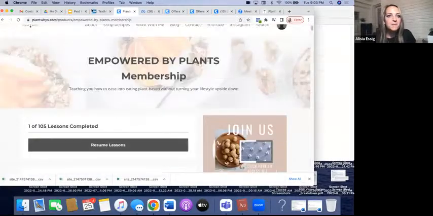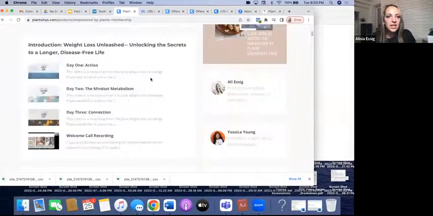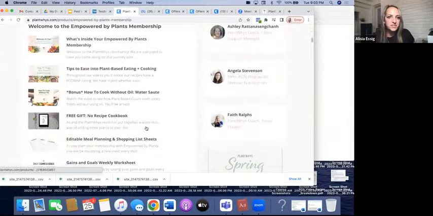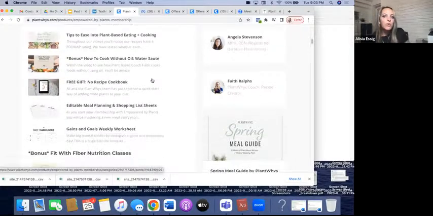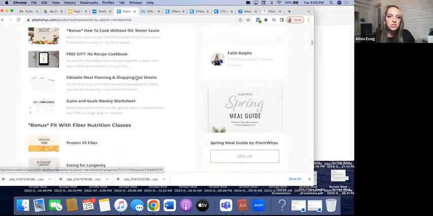And then you also will see that you have access to a bunch of stuff right here. The tips to ease into plant-based cooking, how to cook without oil, our free gift, the no recipe cookbook, and all of these edible meal planning shopping lists, our gains and goals weekly worksheet. All of those things are available to you.